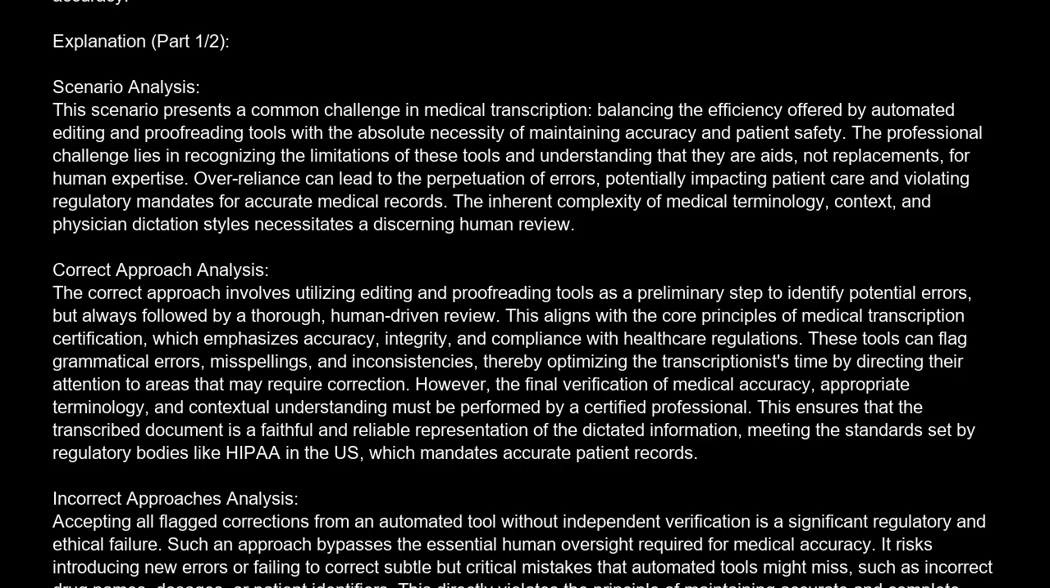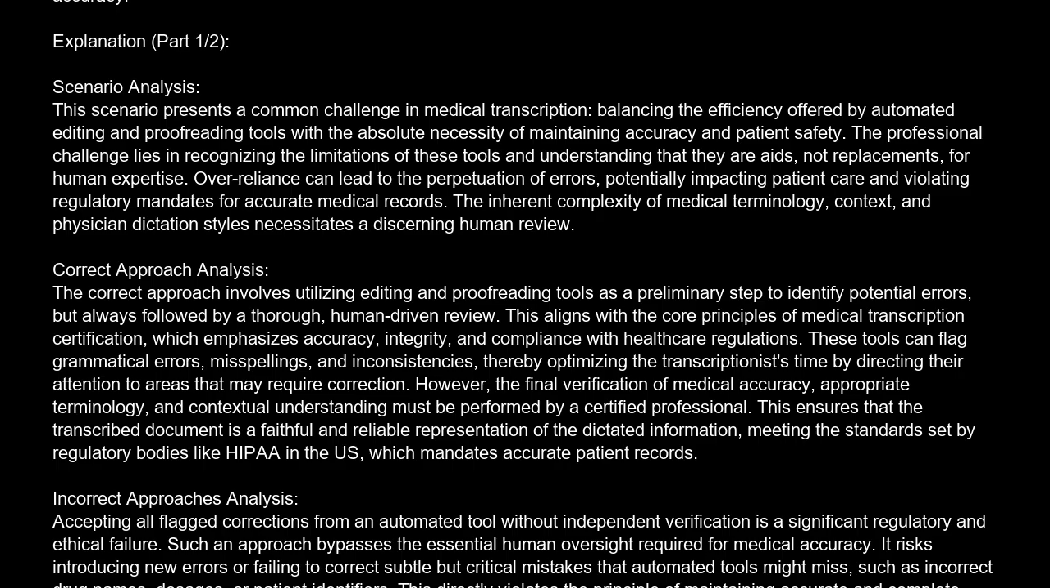Accepting all flagged corrections from an automated tool without independent verification is a significant regulatory and ethical failure. Such an approach bypasses the essential human oversight required for medical accuracy. It risks introducing new errors or failing to correct subtle but critical mistakes that automated tools might miss, such as incorrect drug names, dosages, or patient identifiers. This directly violates the principle of maintaining accurate and complete medical records, which is a cornerstone of patient safety and regulatory compliance under frameworks like HIPAA.